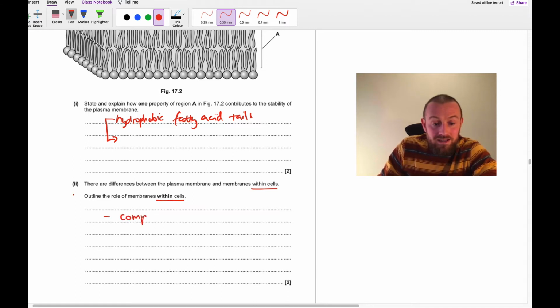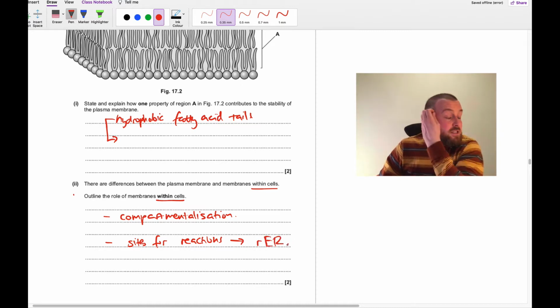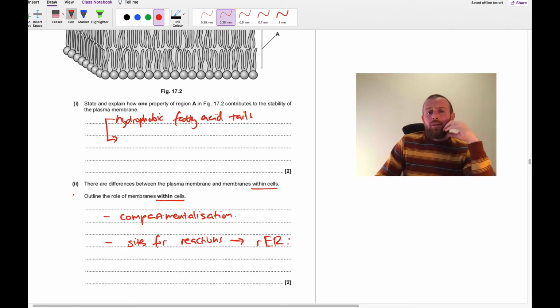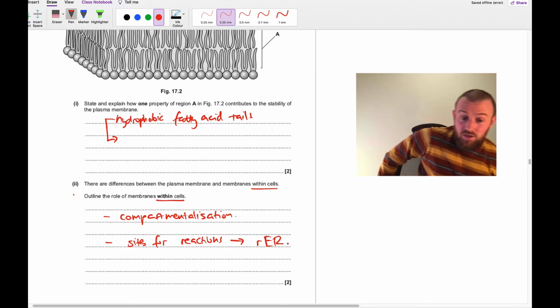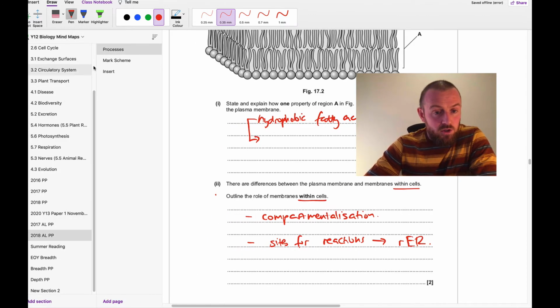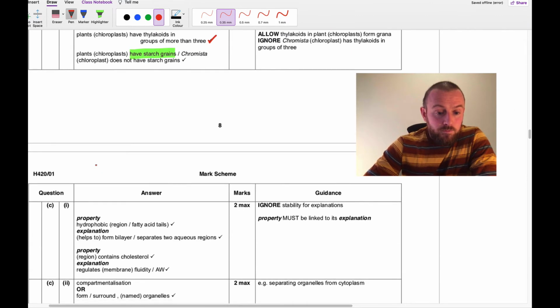We've got compartmentalization, which means membranes divide up the cell into different parts. We've also got sites for reactions. For example, we've got the rough ER, where protein synthesis can occur. We also talk about the Golgi body, which provides compartments for the modification of proteins. We can even talk about the nuclear envelope, which separates the nucleus from the rest of the cell. There's loads of stuff we could talk about. So let's have a look at the mark scheme for those 2 questions.